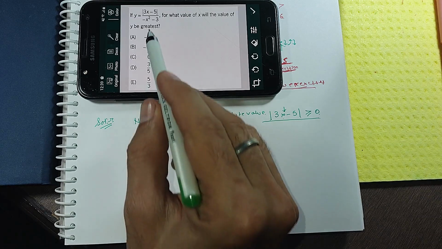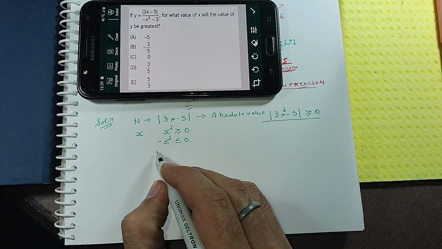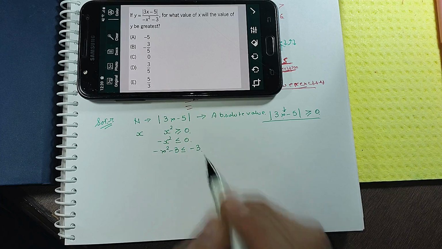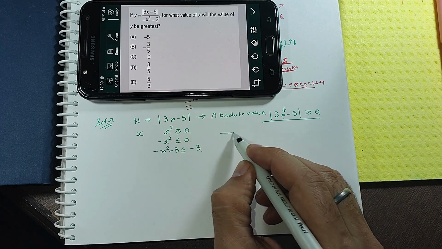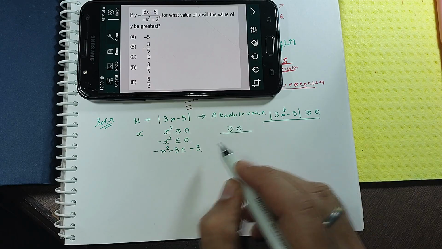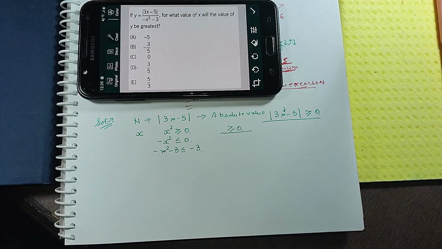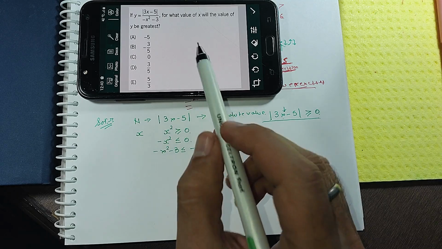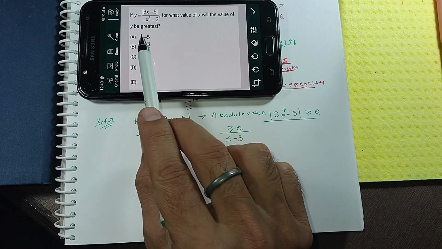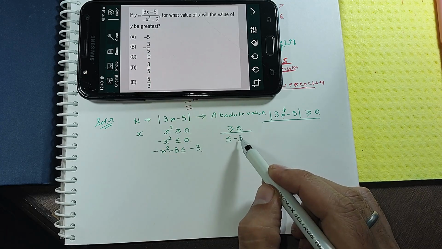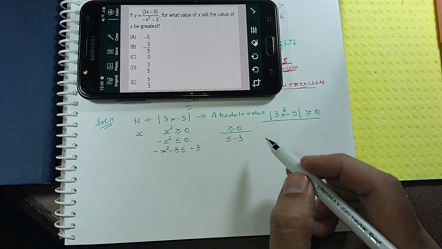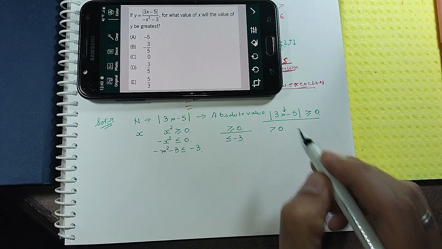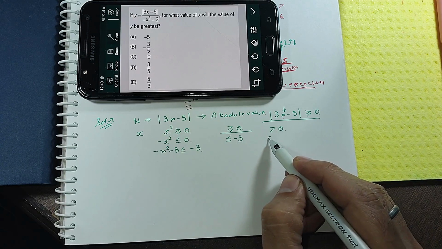Now, we need minus x square minus 3, so adding minus 3 to both sides, I'll get minus x square minus 3 less than or equal to minus 3, right? So that means the numerator will always have a value greater than or equal to 0 and the denominator will have its value less than or equal to minus 3. Now we have been asked for what value of x will the value of y be greatest. It is established that the whole expression can't have a value greater than 0, but it can have a value equal to 0.